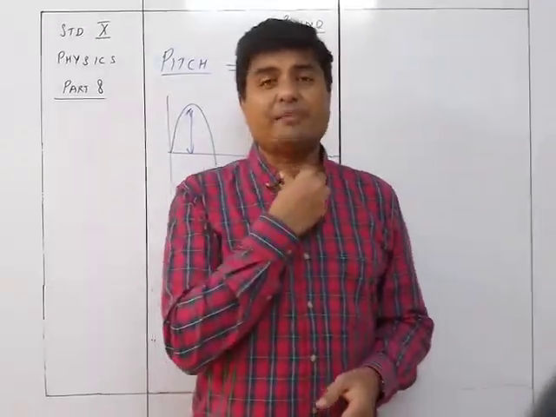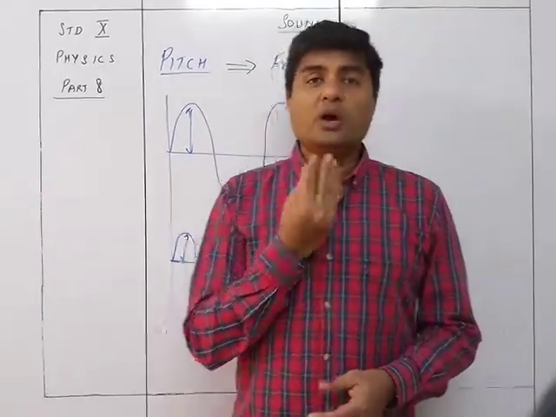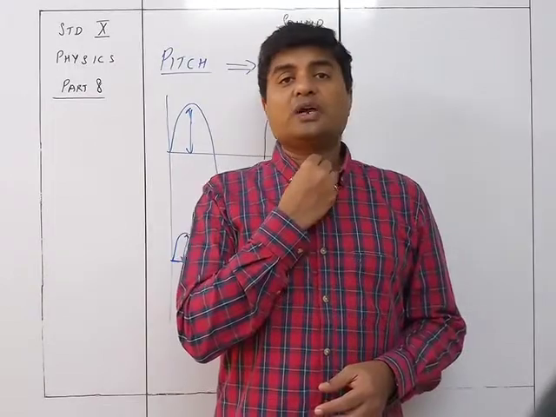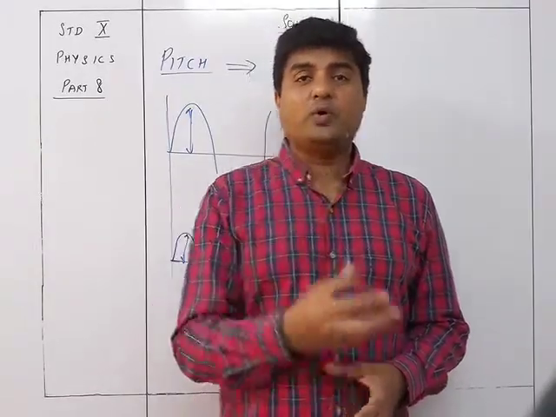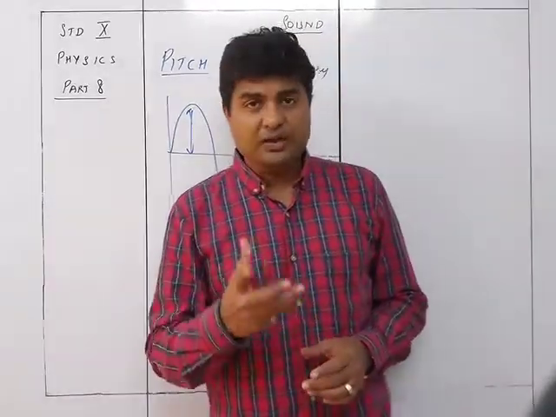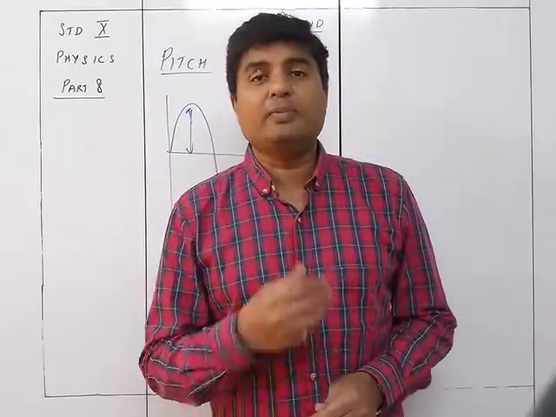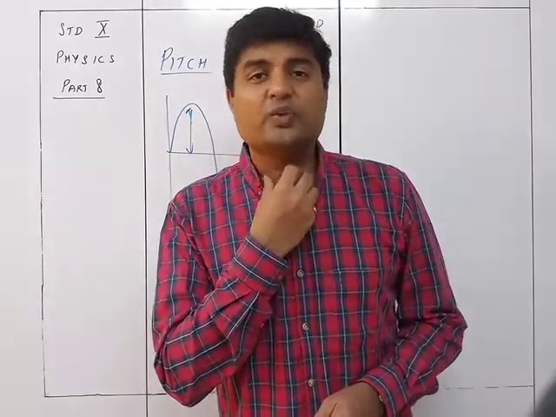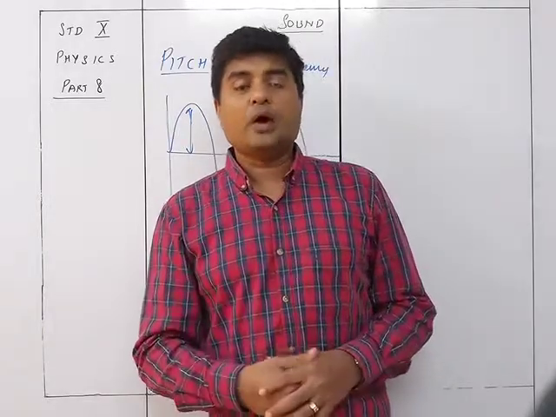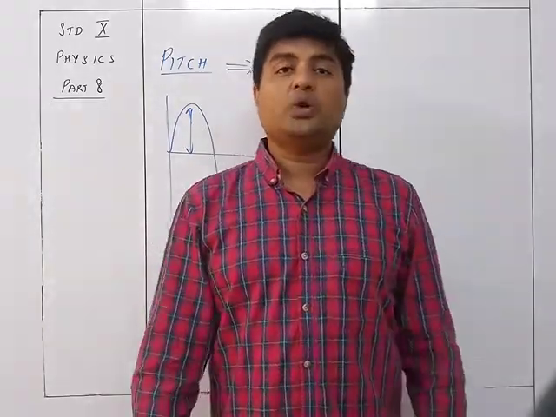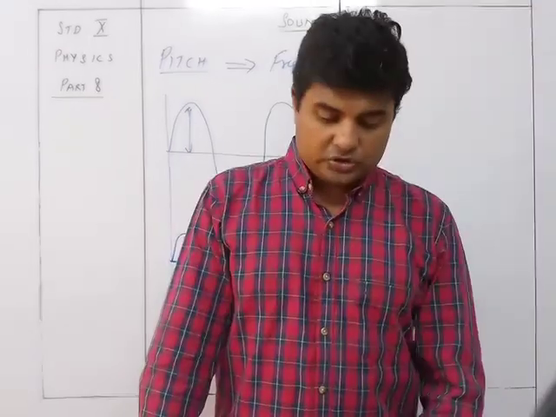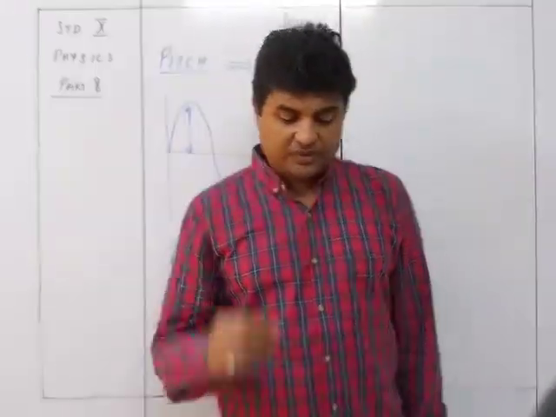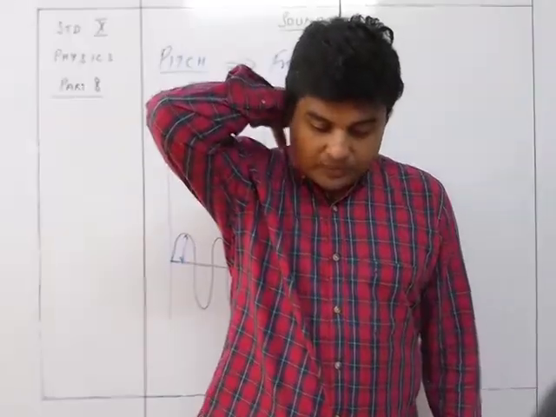That's exactly what is happening in the case of the vocal cords of males and females. The female vocal cord has a higher frequency. That's why you will always find that female voices are very shrill. Whereas in males, the vocal cord vibrations are less. Because the vibrations are less, the frequency is less. Accordingly, the sound produced by a male person is always going to be a flat note. So that is how the pitch depends on the frequency.